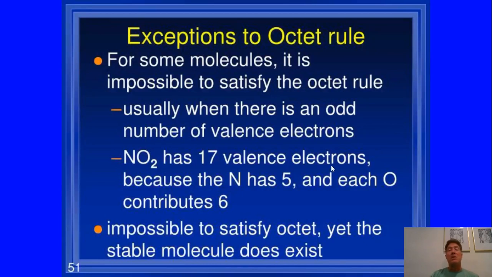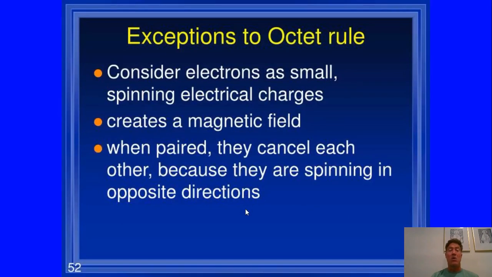Let's look at exceptions to the octet rule. Sometimes it's impossible to satisfy the octet rule. This happens when there's an odd number of valence electrons. For example, NO2 has 17 valence electrons. The N has 5, each O contributes 6, the total is 17. There's no way we can bond these up with single or double bonds and get everybody an octet. And yet, this molecule does exist. So we have to look at that as an exception to the octet rule.